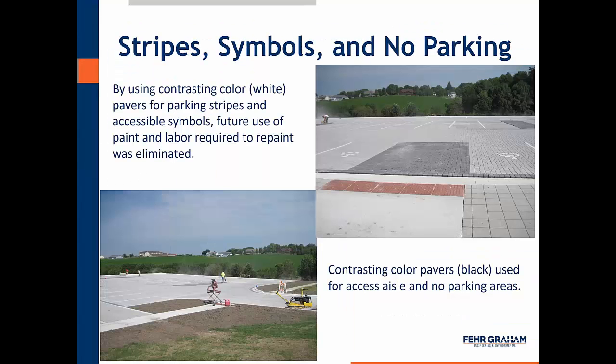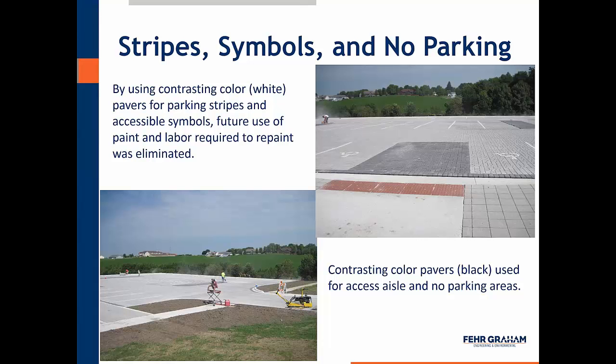One thing we wanted to build into this project was to reduce as much maintenance as possible in a parking lot. You're all familiar with the time it takes to paint stripes, handicap symbols, no parking areas. It's an annual process. It takes a lot of time for public works staff. By using some of the different paver colors, types, and textures that are available, we were able to eliminate that from this parking lot.